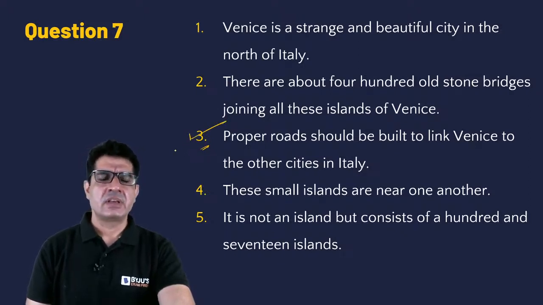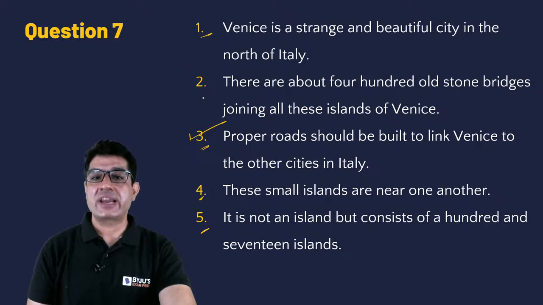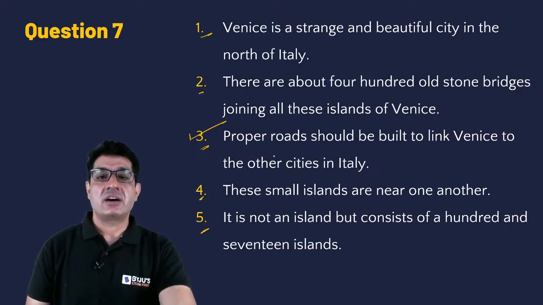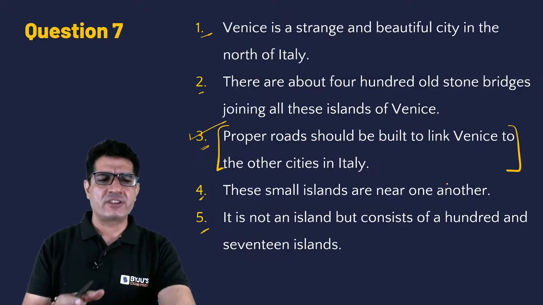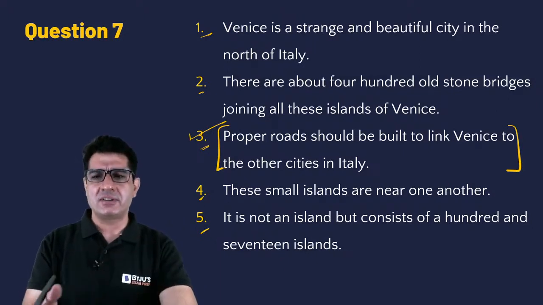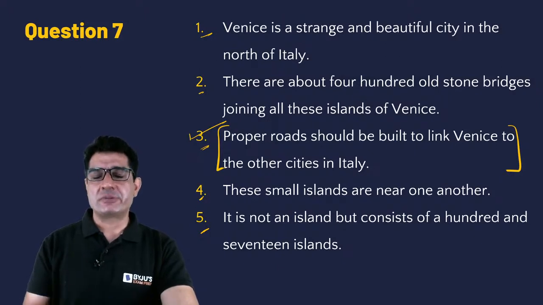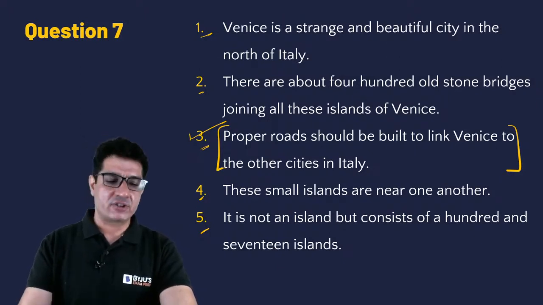Okay, so the correct answer is indeed option 3. So see, we say Venice is a strange and beautiful city. Now 1, 5, 4 and 2 in this order, they essentially go ahead and talk about Venice. Third does talk about Venice, but then it focuses on a different aspect altogether. It talks about how Venice should be connected to some other cities. So that takes it beyond the scope of this particular paragraph, and therefore the answer should be 3.